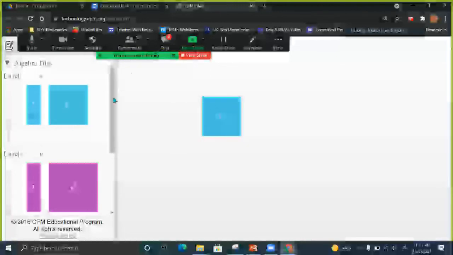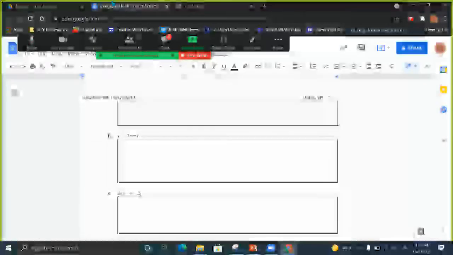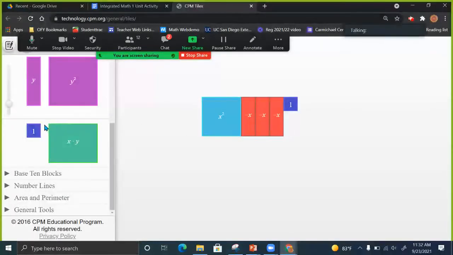X squared plus minus 3x. So that'll be negative 3 of my x bars. So I'm going to move 3 x bars over, click those and make them minus x's instead of plus x's. And then the last part is plus 6. So I want 6 of my little blue ones. Josiah, is this 4B? Yes, 4B. Okay. Correct.